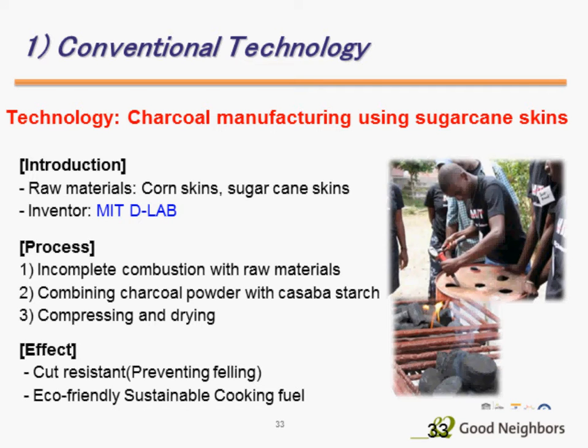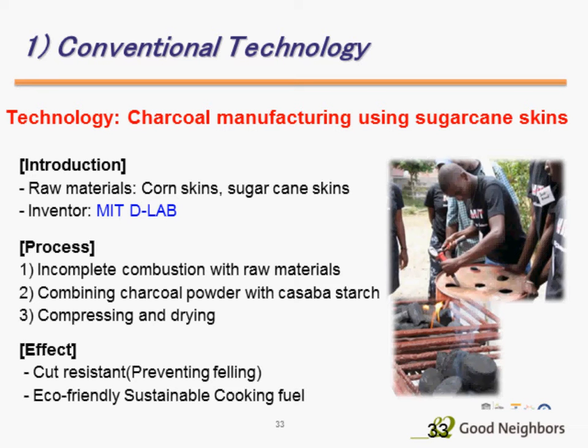Of course, technology is needed for creation, right? So we found a technology developed in the MIT lab. This technology was found in the island of Haiti, where common corn skins and sugarcane skins were used in order to make charcoal. There are no royalties. The method is very simple.